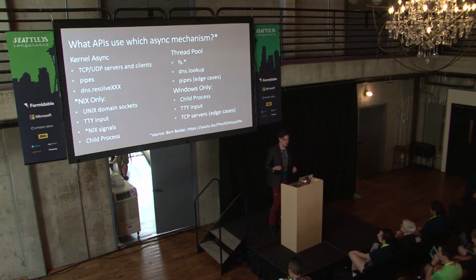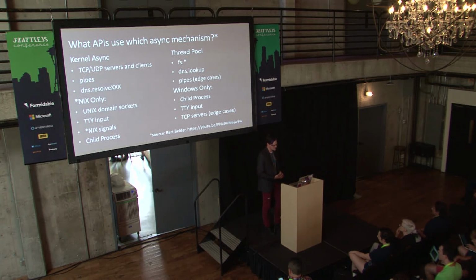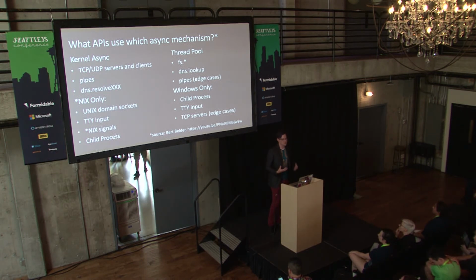DNS.lookup itself also doesn't have an async call. It seems like that was just sort of an omission from the DNS capabilities in C++. And then there's also some edge cases with pipes. Like in certain cases, pipes are actually not going to be done in the kernel. It's like the kernel can only do certain types of pipes, basically.